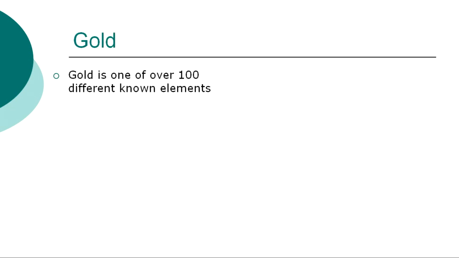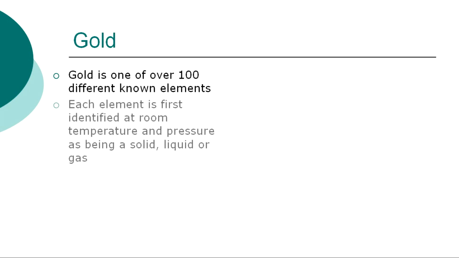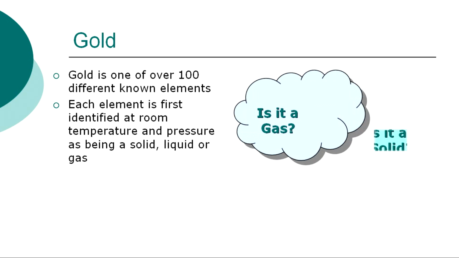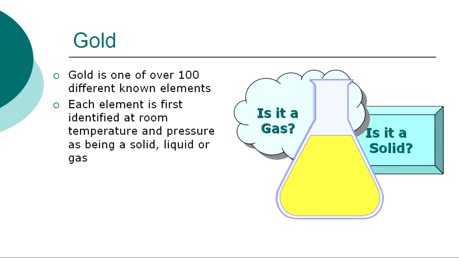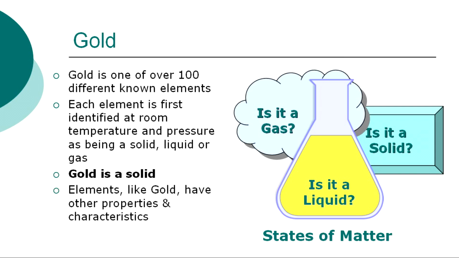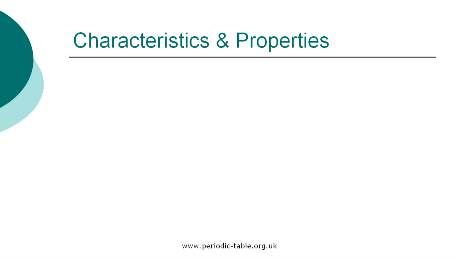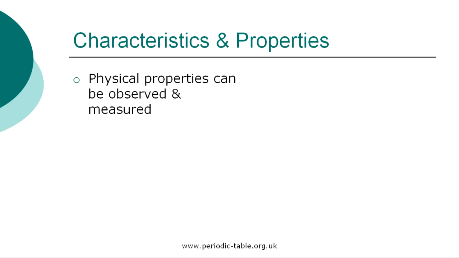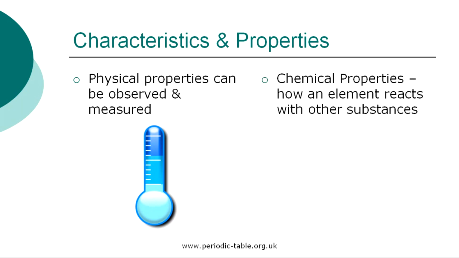The element gold is one of over 100 different chemical elements that are known to modern chemistry. Each element is first identified at room temperature and pressure as being a solid, liquid, or gas, referred to as states of matter. Gold is a solid at normal room temperature and pressure. Each element has physical properties that can be observed and measured, such as color, density, and odor. The chemical properties are the characteristics that determine how a substance will react with other substances, such as water or oxygen.